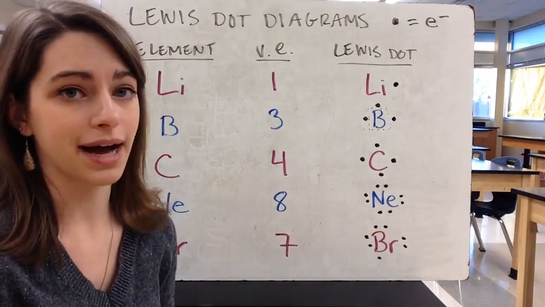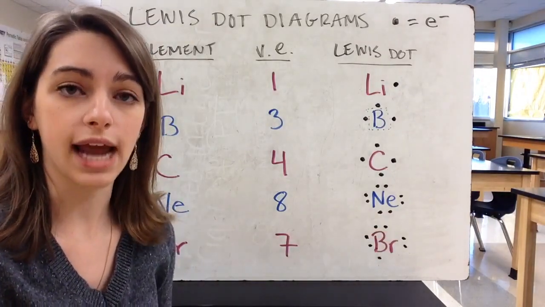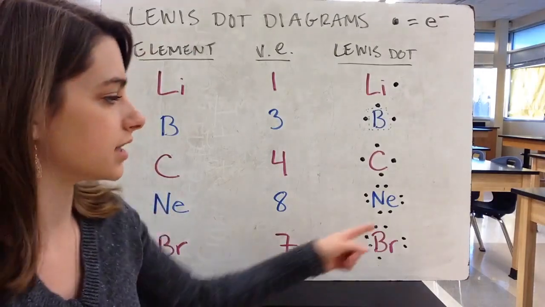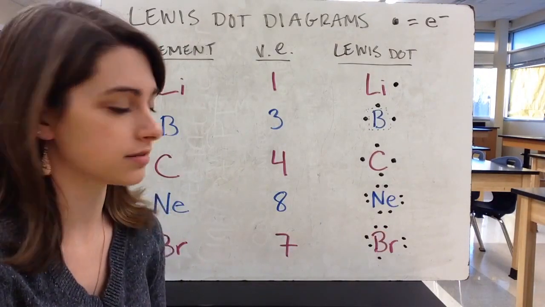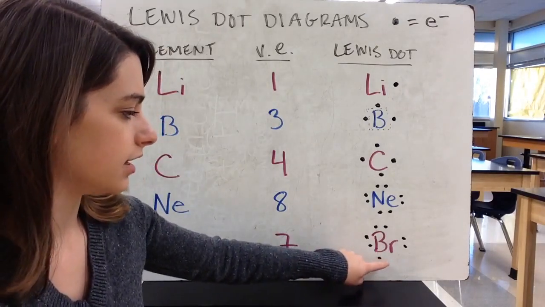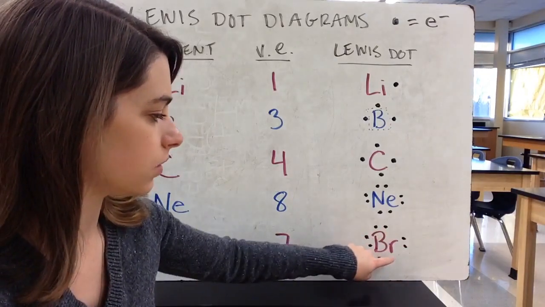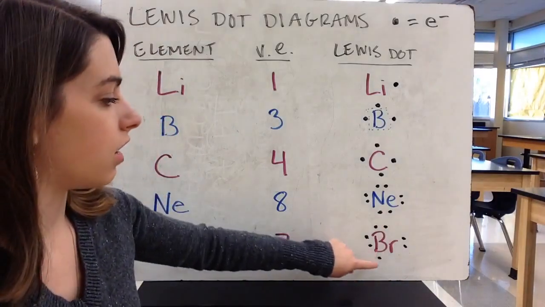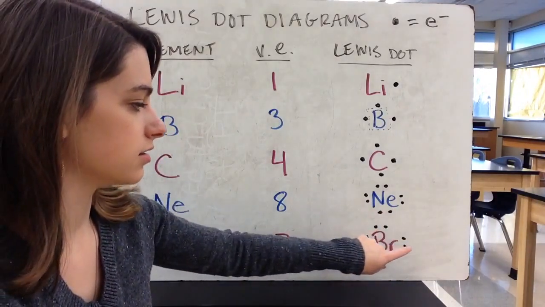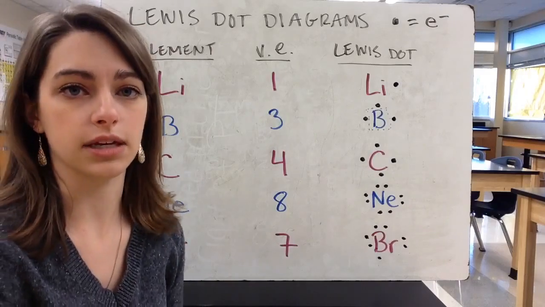Neon isn't going to bond. That's why noble gases don't react. They don't bond with anything else because they already have a full octet. They don't need electrons from anybody else. And then bromine is going to react fairly easily because it only needs 1 more electron to complete its octet. So that's how these valence electrons relate to how an element is going to bond.